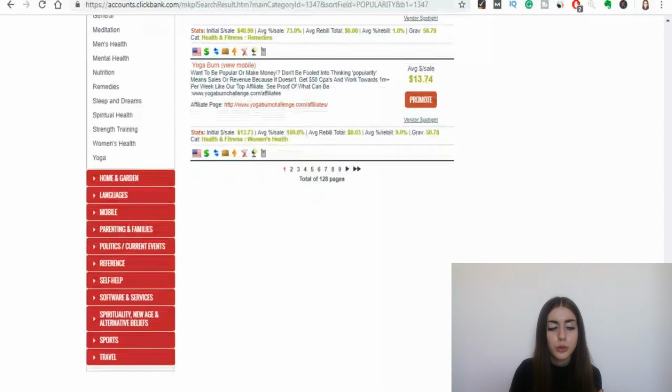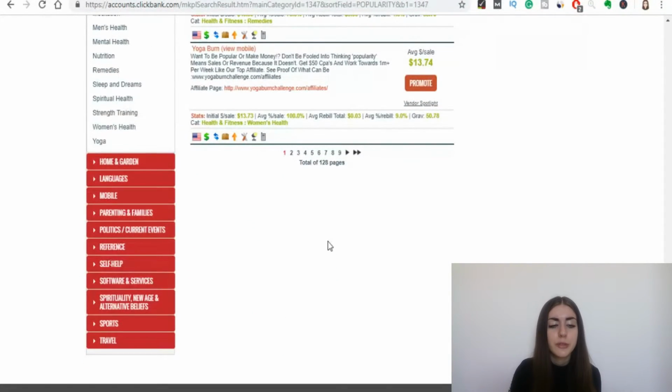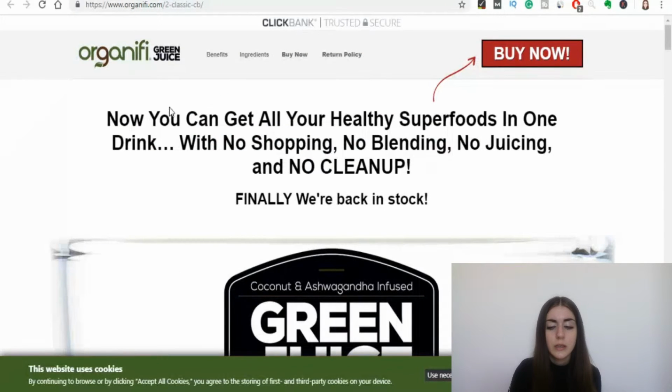And the initial product is that first product, right? So in this example, if I'm selling this Organifi, this is that initial product, right? This first product. Now all of those complementary products that customers are presented with within the funnel, as affiliates we would not get paid for all of those products.